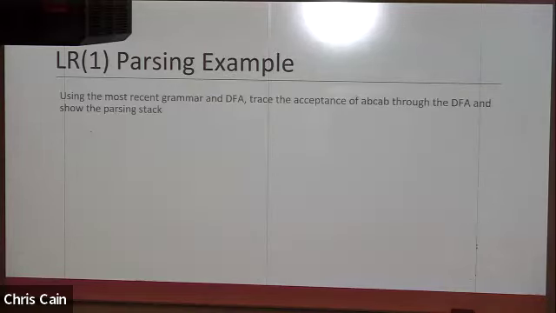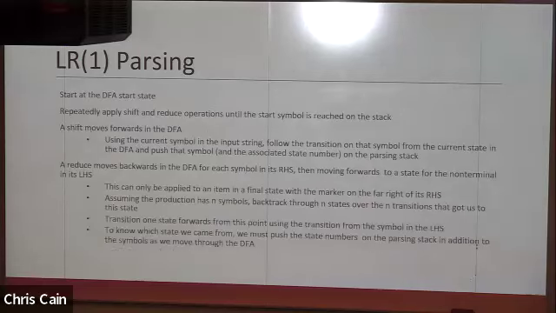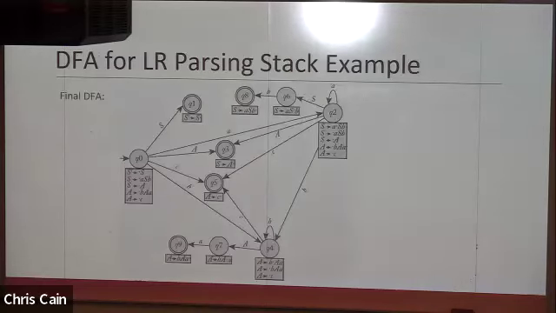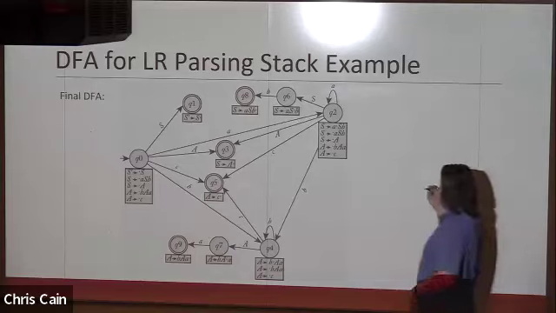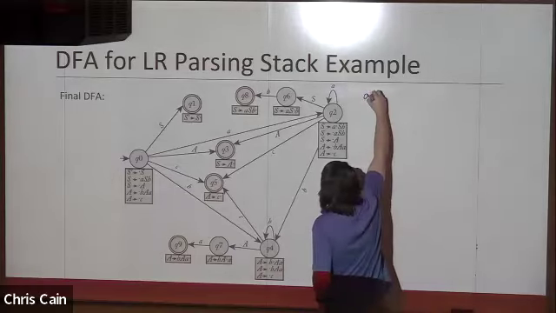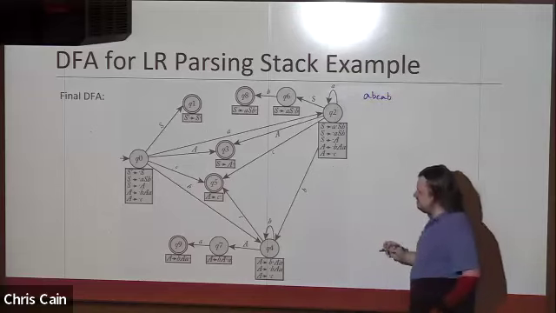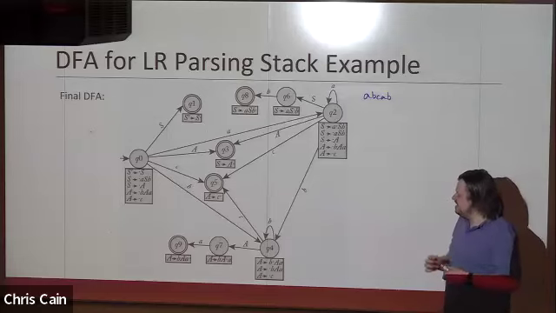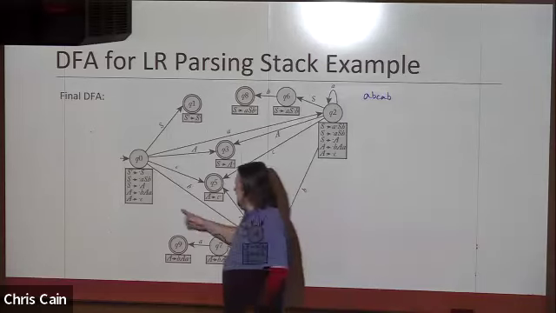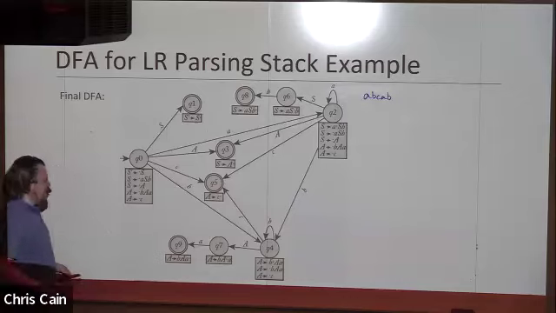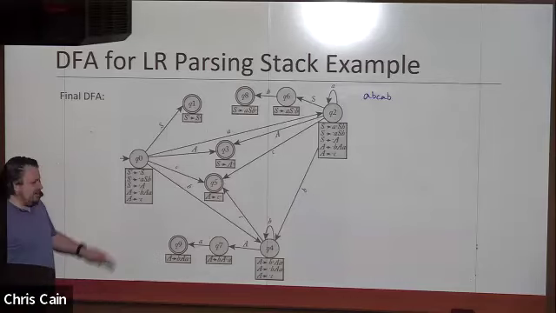It's our good old friend ABCAB. So let's actually go do this. So the string we're trying to trace is ABCAB. So we start in Q0 and we want to read this A. How do we do it?